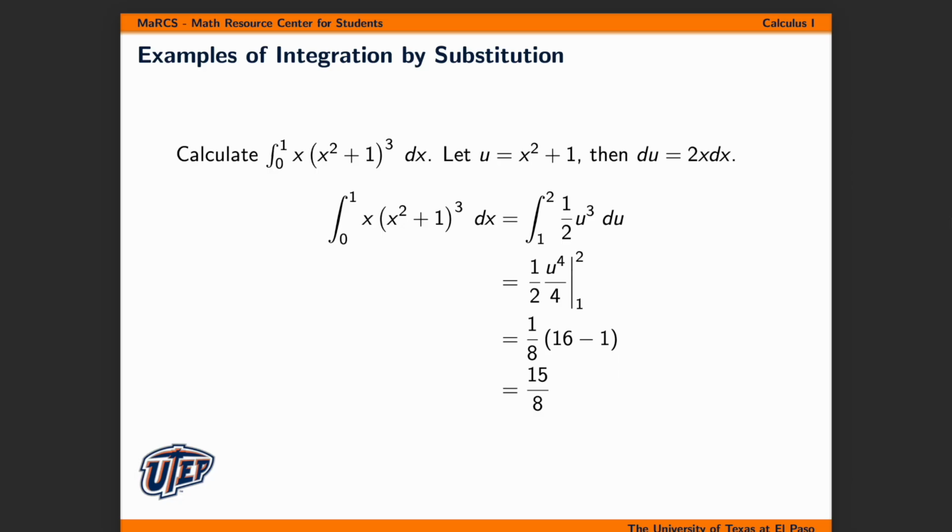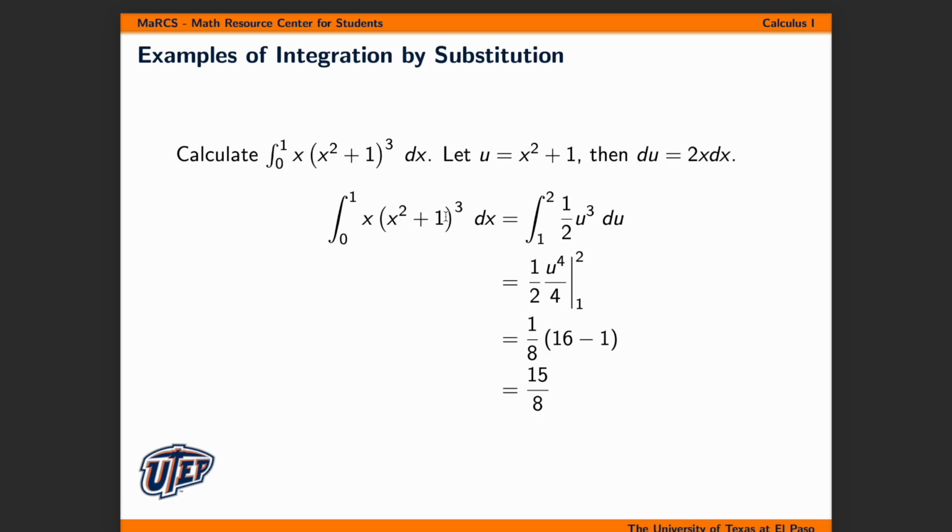So we are told to calculate, now we have a definite integral. So we're calculating the integral from 0 to 1 of x times (x squared plus 1) to the power of 3 with respect to x. So we let our u be equal to this expression here, x squared plus 1. So then that means that our derivative of u, du, will be equal to 2x times dx. So once again, we need to match the x dx. So we will divide by 2. So that's why we have our 1/2 du.